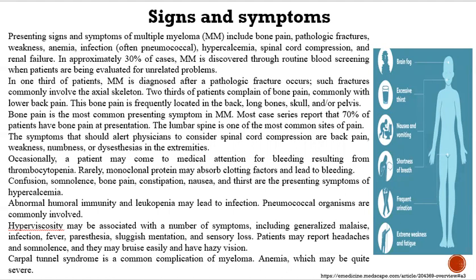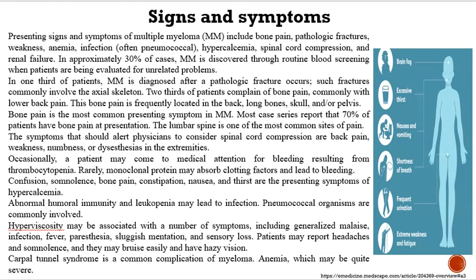The lumbar spine is one of the most common sites of pain. The symptoms that should alert physicians to consider spinal cord compression are back pain, weakness, numbness, or dysesthesias in the extremities. Occasionally, the patient may come to medical attention for bleeding resulting from thrombocytopenia. Rarely, monoclonal protein may absorb clotting factors and lead to bleeding.